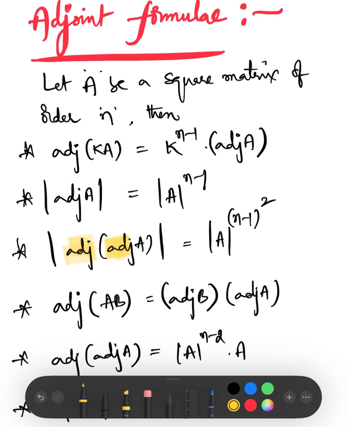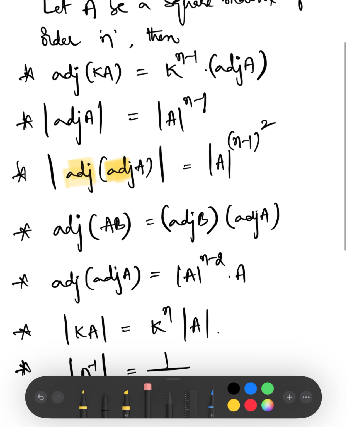Suppose in the case of det of adjoint adjoint adjoint A, where 3 adjoints are there, then the formula is det A whole power n minus 1 whole cube. If it is 4 adjoints, then we can write it as det A whole power n minus 1 whole power 4. Now move on to the next one. It's a multiplication: adjoint of AB is adjoint B into adjoint A.